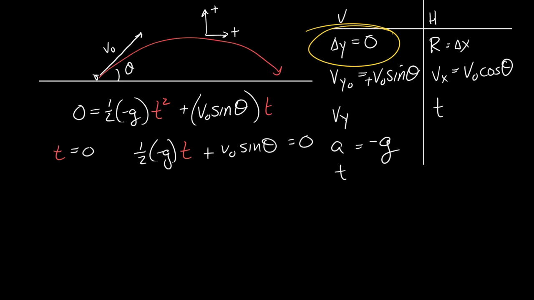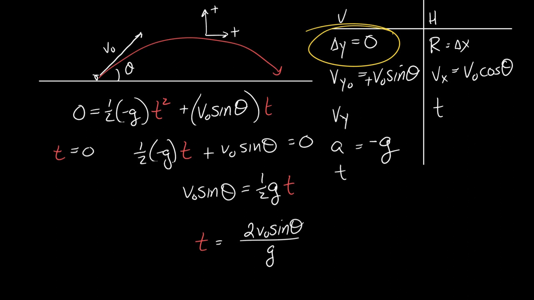This will give me v naught sine theta equals 1/2 g times t. So solve this for t, and I get 2 v naught sine theta divided by g. All right? I've just solved for t, and that's what I get. And this has no meaning outside of this problem, but this is how long the object is in the air.